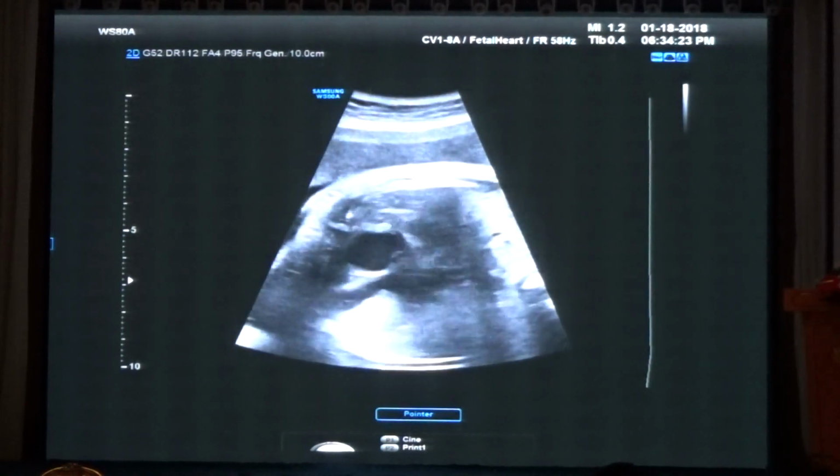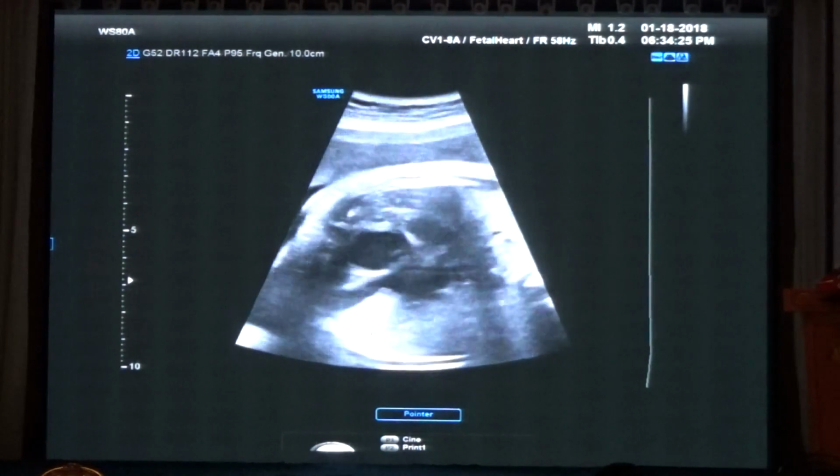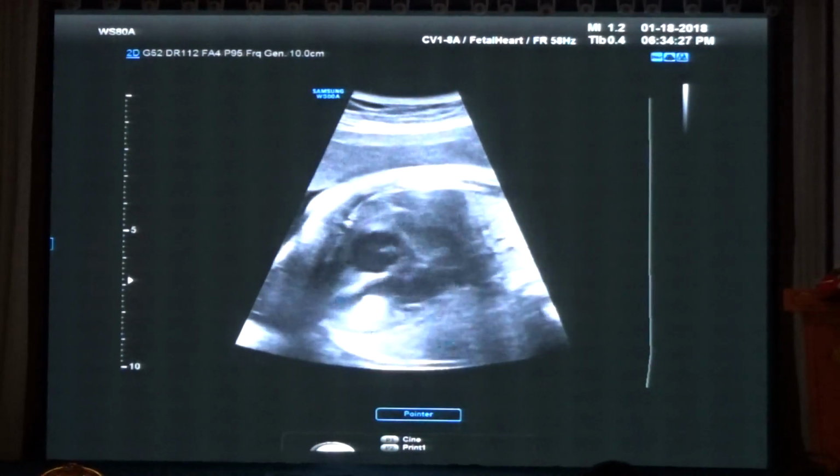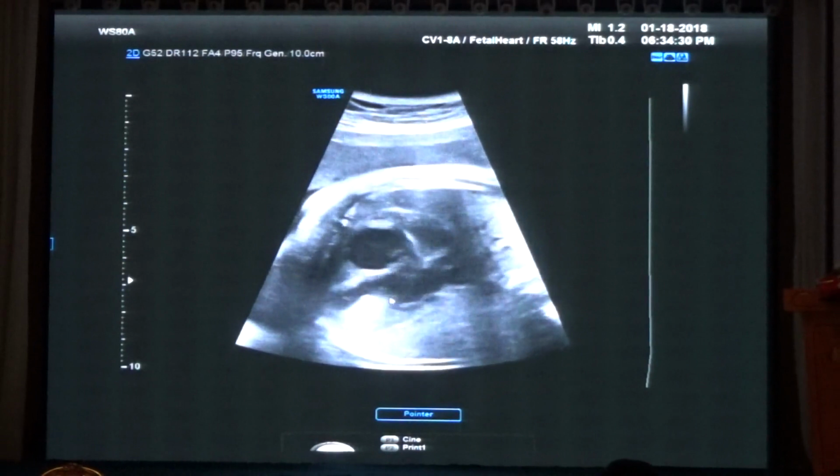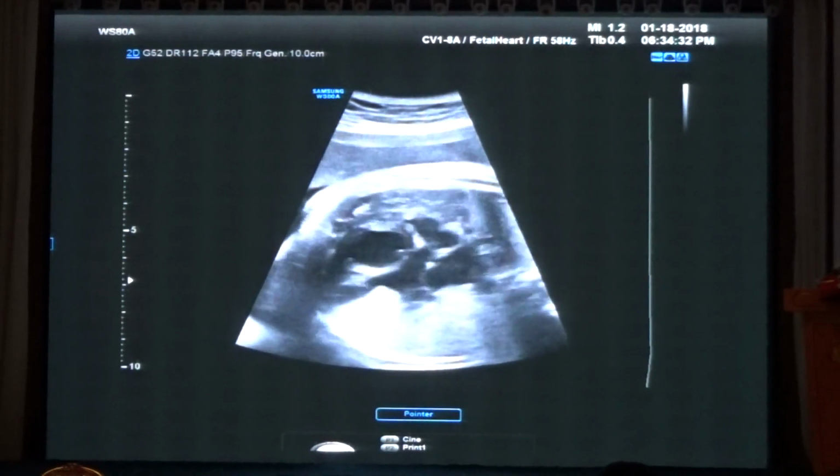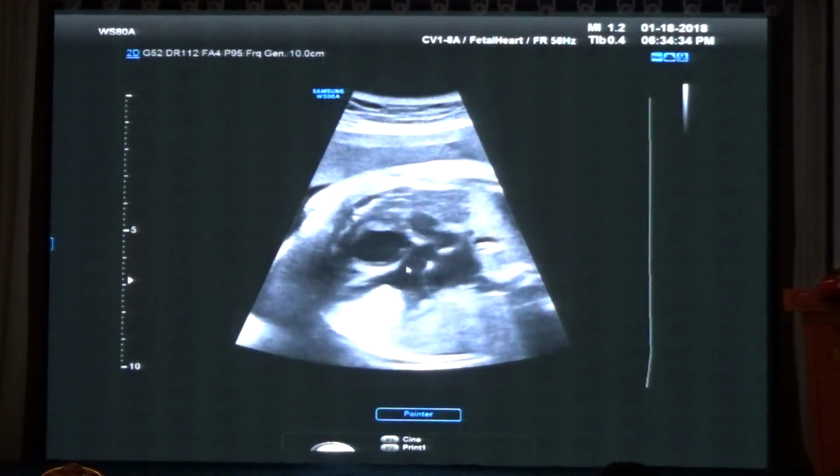And here in the left ventricle, you see the apex, this large echogenic mass, typical of rhabdos. Now this is a good location for having a rhabdo because this rhabdo is not obstructing the outflow tract.